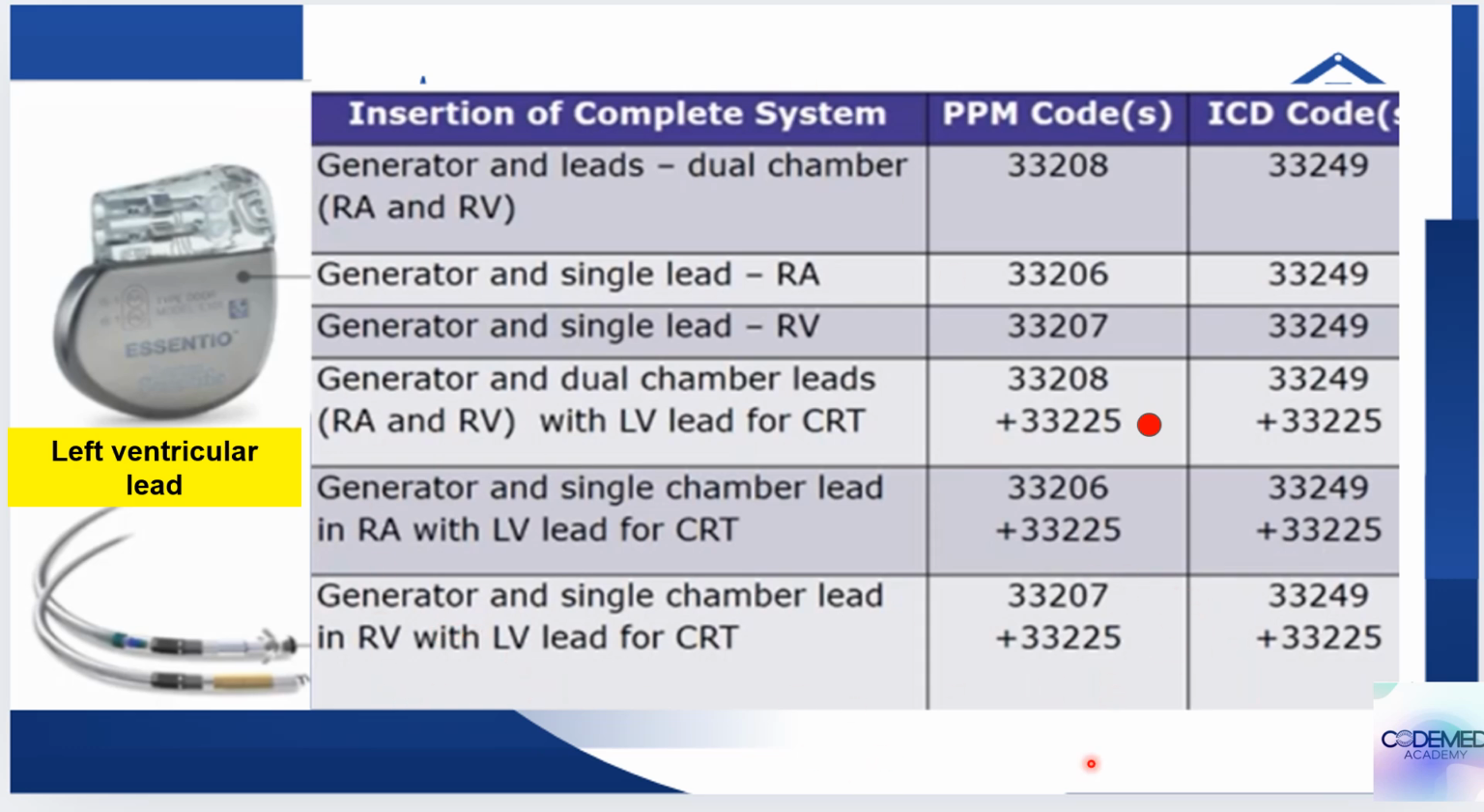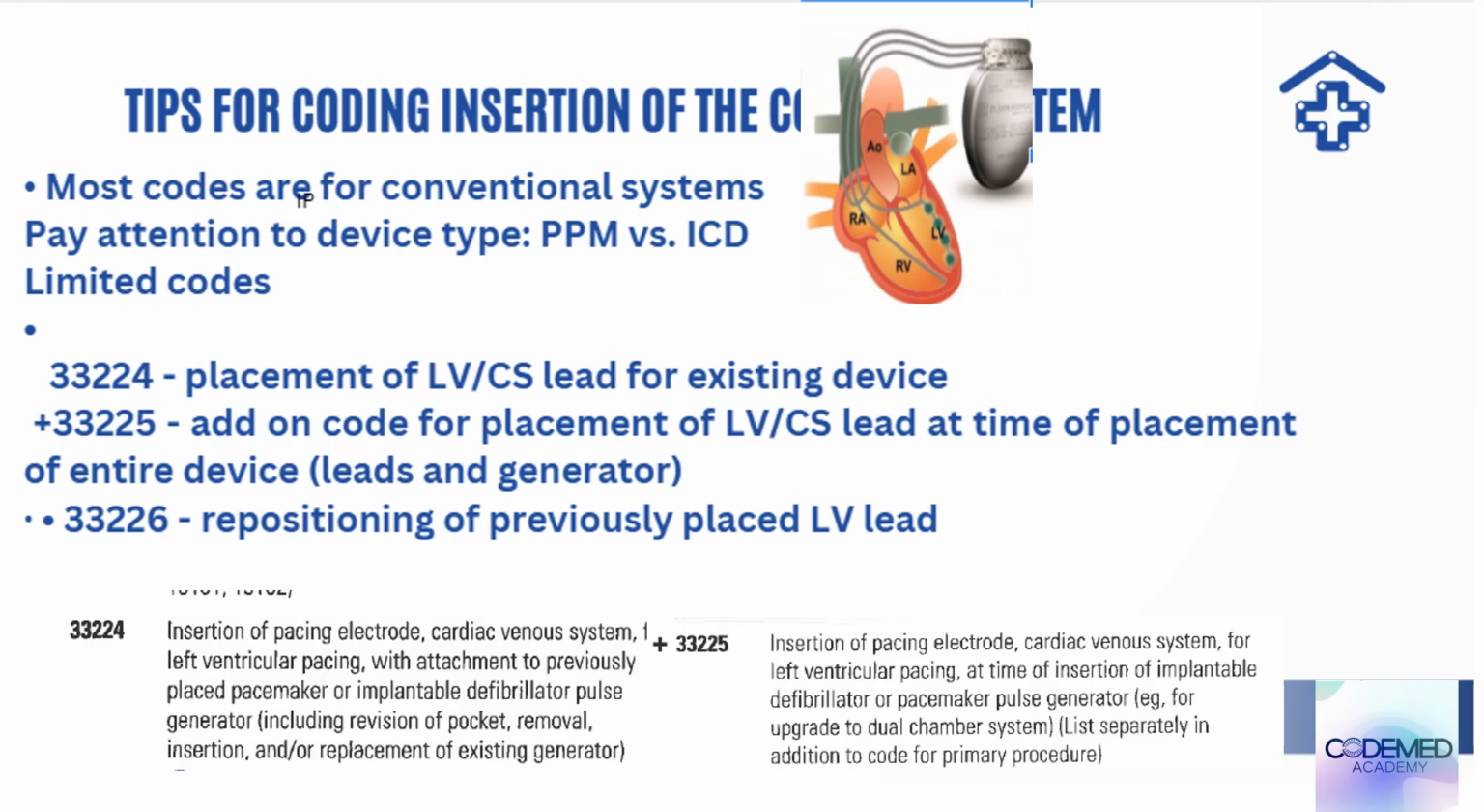So this is a very important table, and make this observation. Most of the codes are for the conventional system, and if you are adding the placement of the LV lead, then we have to be extra careful. If you are placing the LV lead into an existing device which is already there with the patient, then I am going to code it 33224. But if I'm putting the LV lead at the time of the placement of the entire system, that is, when we are putting the new system in the patient's body and at that time only I am introducing the LV lead, then I'll be coding 33225. And if I am just repositioning the LV lead, I will code it 33226.